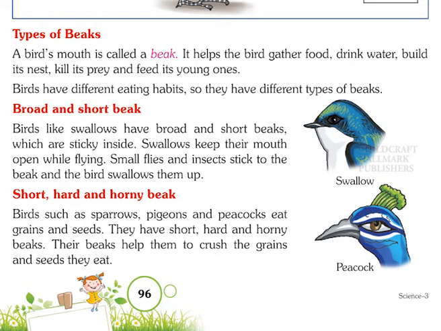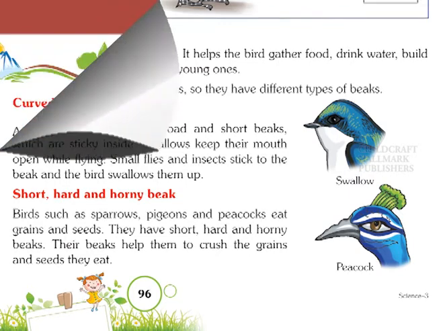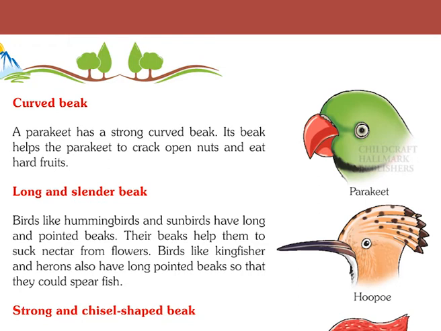Short, hard and horny beak. Birds such as sparrows, pigeons and peacocks eat grains and seeds. They have short, hard and horny beaks. Their beaks help them to crush the grains and seeds they eat. Curved beak. A parakeet has a strong curved beak. Its beak helps the parakeet to crack open nuts and eat hard fruits.